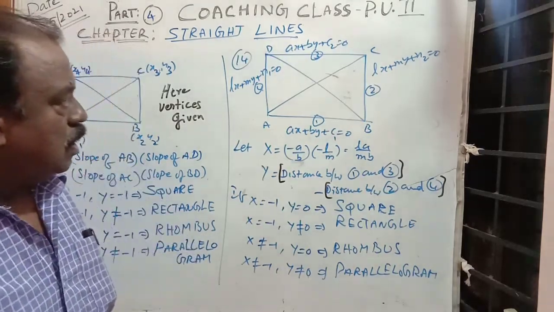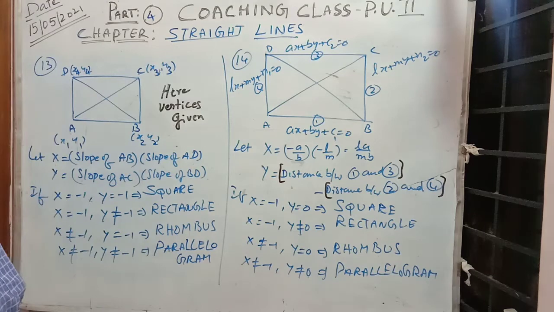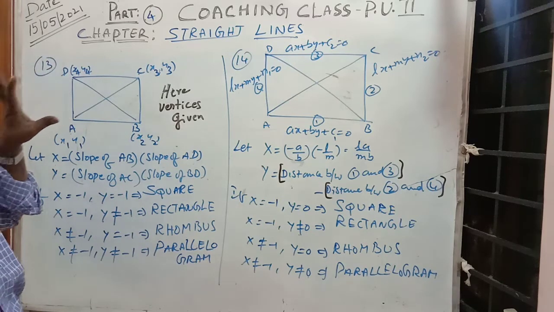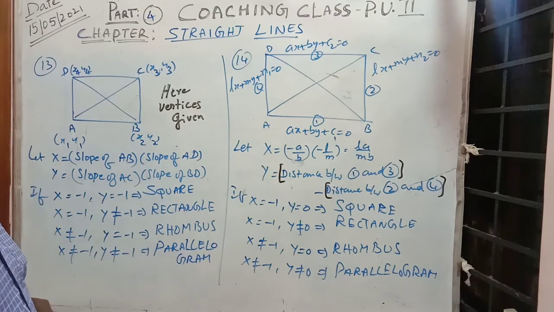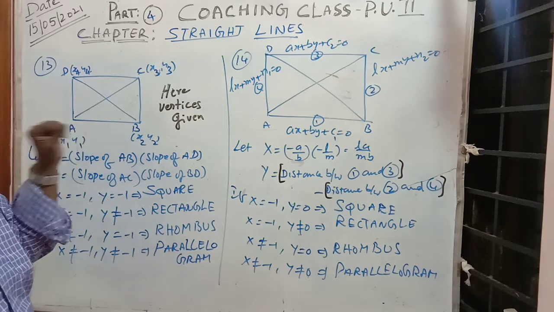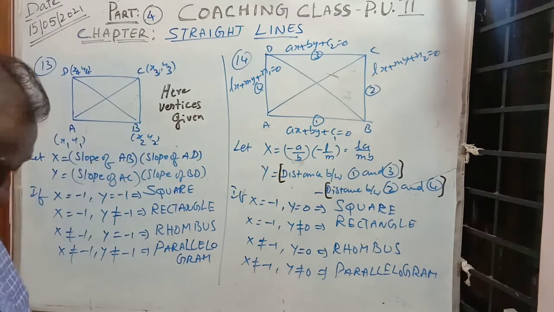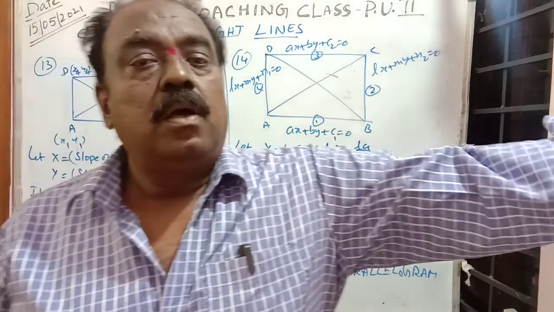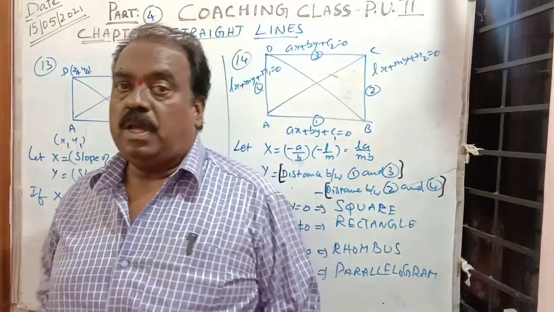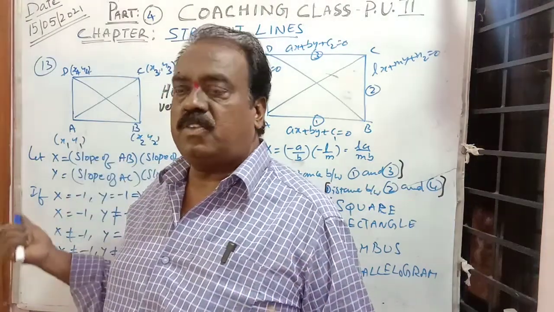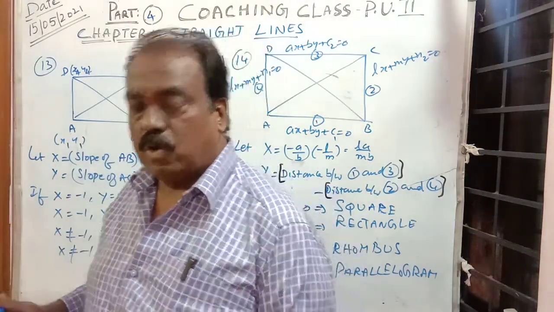Okay. Observe. Then the last topic in the synopsis is also very important. That is, we are given the vertices of a quadrilateral. Quadrilateral means only having 4 sides. Whether that quadrilateral is a square, a rhombus, a rectangle, or a parallelogram, we don't know.